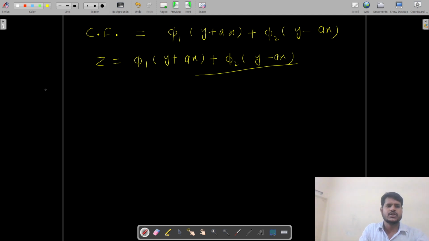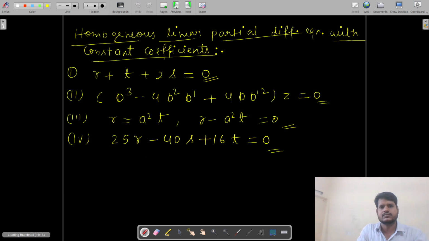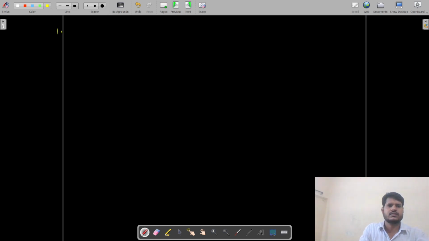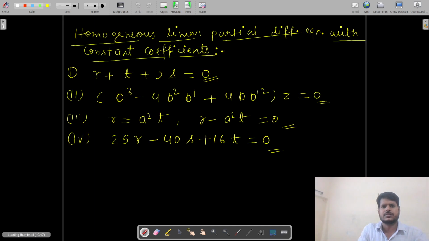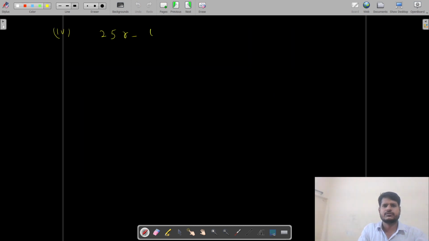Now write down the fourth problem we have: 25r minus 40s plus 16t equal to 0. So this is the partial differential equation we have, and we have to solve this.